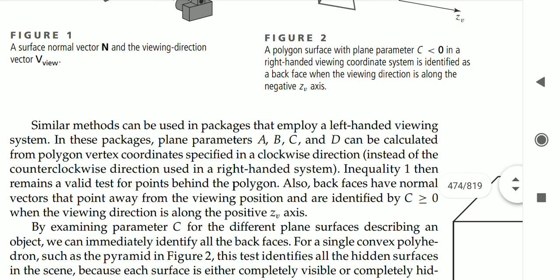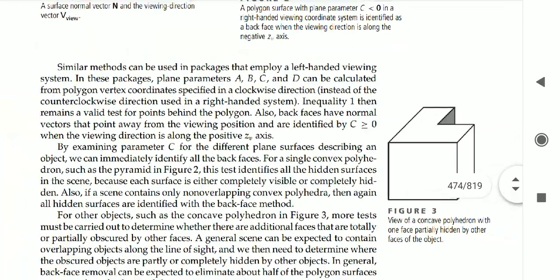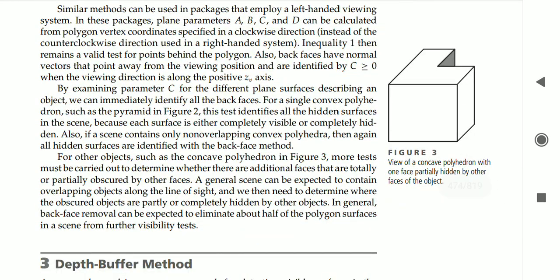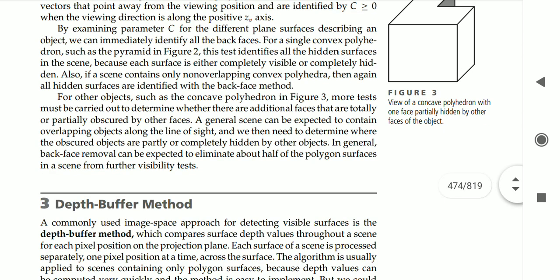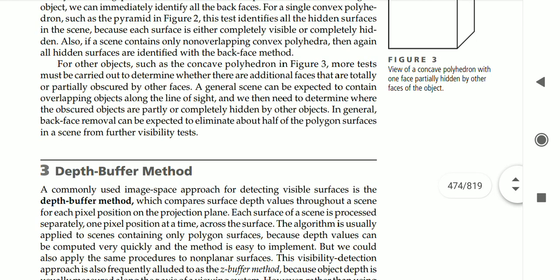Okay. Now we'll see figure number 3. You are seeing the front face. It is not like a pyramid, correct? A pyramid has inclined edges, but this has straight edges. The back side also has straight edges. So the same plane equation formula we can apply. By measuring the C value, only the z side value, you can identify whether it is the front side or the back side. I hope you have understood the concept.